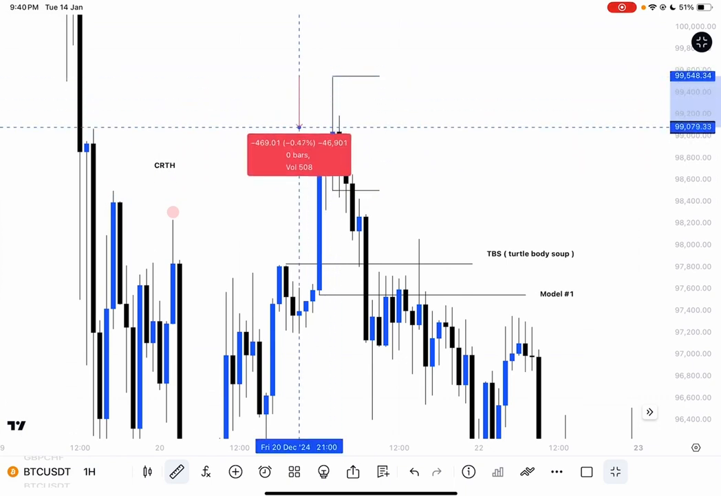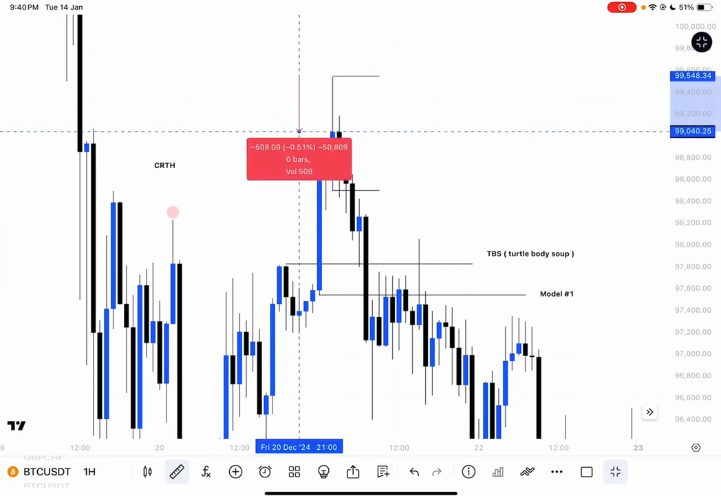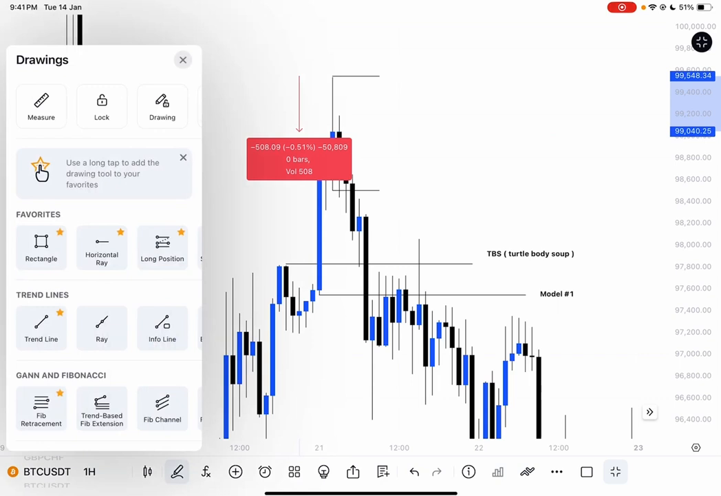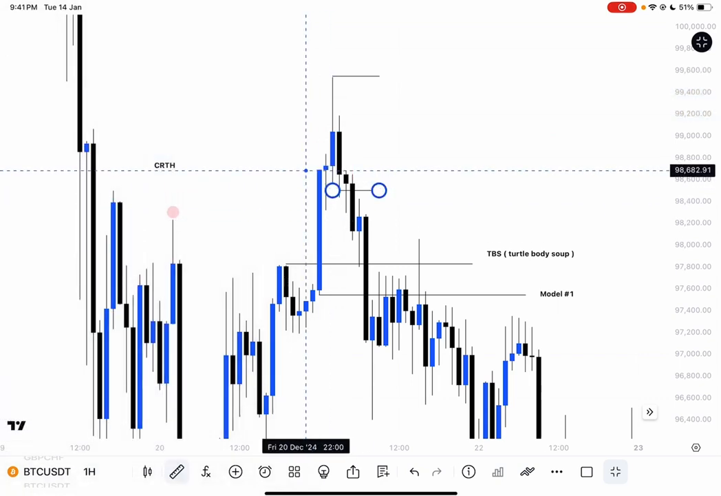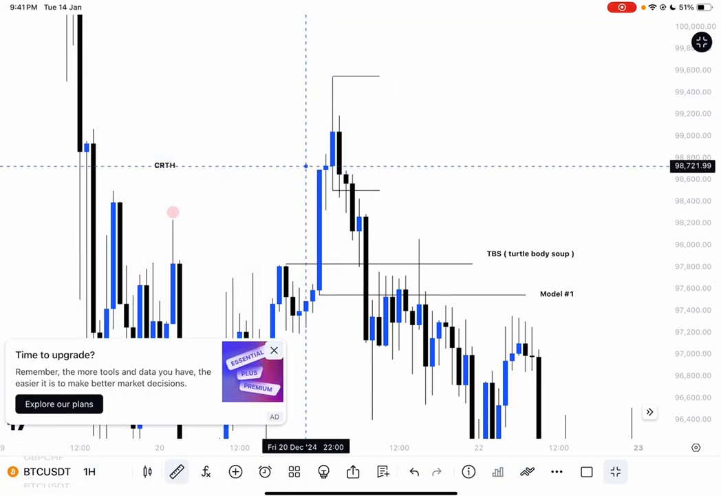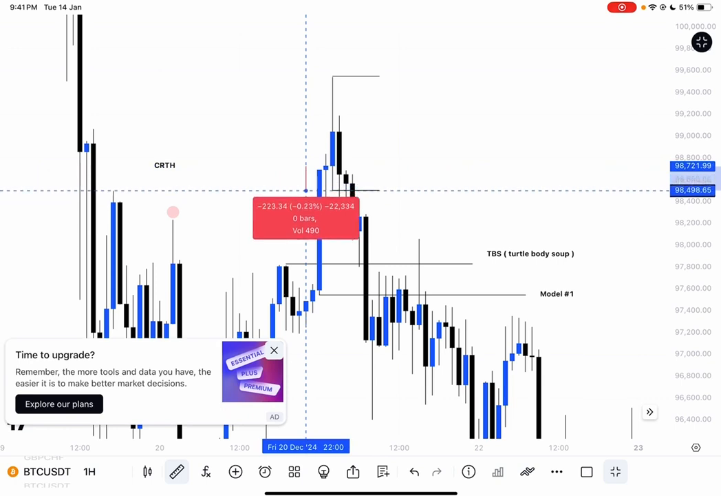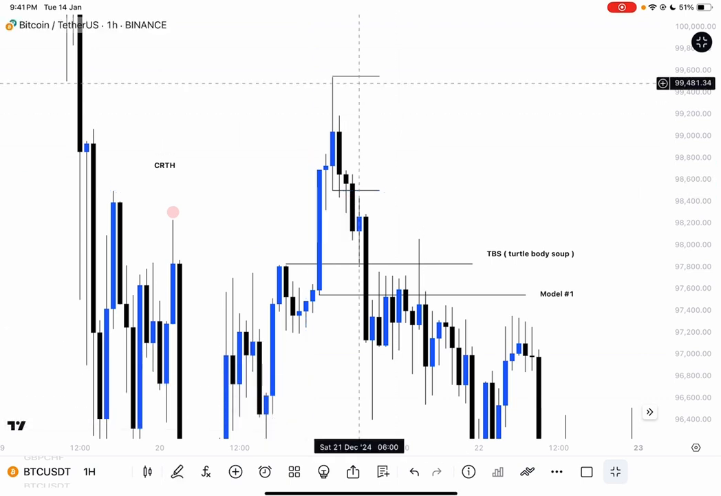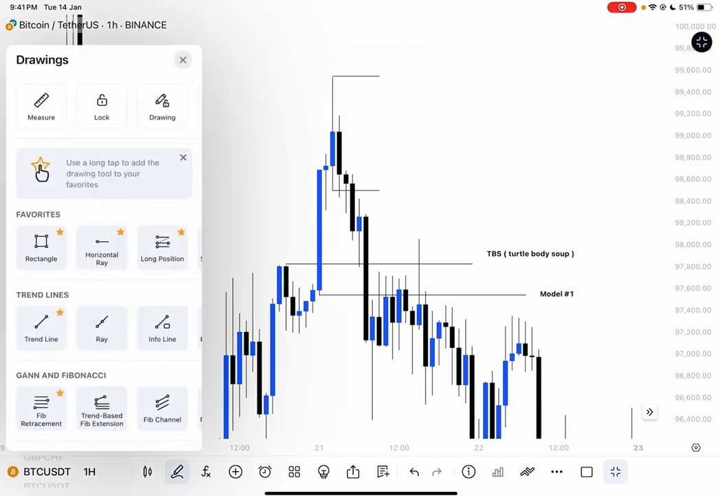At first, measure the wick. The first wick is 0.51. Now measure the next wick. Here we got 0.23. By placing these two, we got 0.74. The percentage is in the middle of the bracket. Look, 0.23, that is the percentage. So now the size of the wick is 0.74.